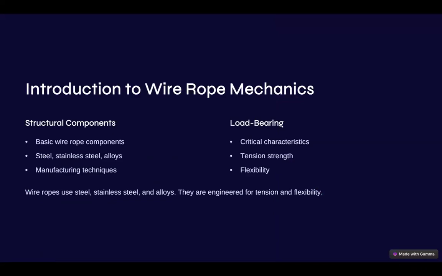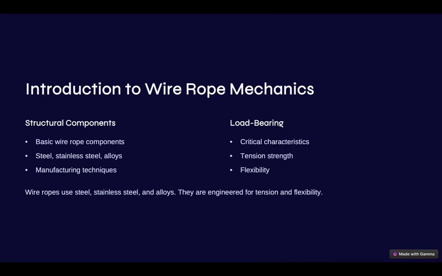The basic structural components of a wire rope are the wire, the strands, and the core. The wire is the individual metal that makes up the strands. The strand is a group of wires twisted together. The core is the central part around which the strands are twisted. The core can be either a fiber core, made of natural or synthetic fibers, an independent wire rope core, which is a small wire rope as the core, or a wire strand core, which is a single strand core.